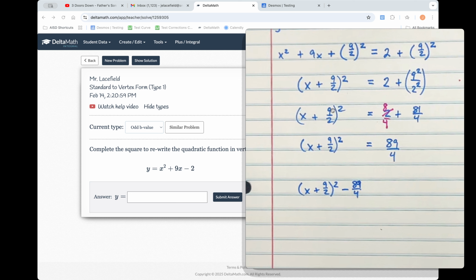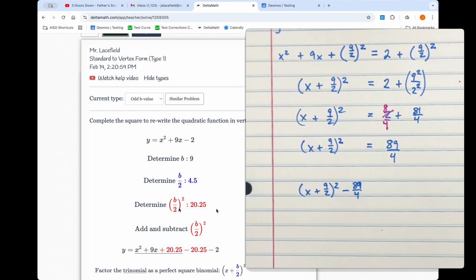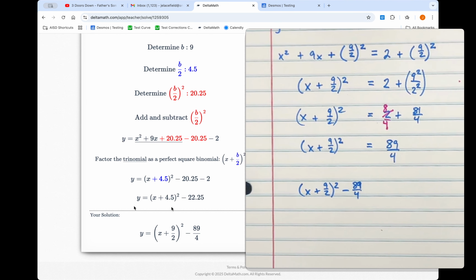Now, this is not exactly pretty, but it is exactly the same function. And so we can go ahead and type it here in Desmos, or in Delta Math. So x plus 9/2, and we'll square it, and then we'll subtract 89 over 4. There you go. So in this case here, it'll take decimals as some of the final numbers as well, but I like my fractions.